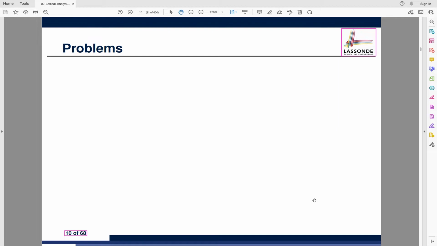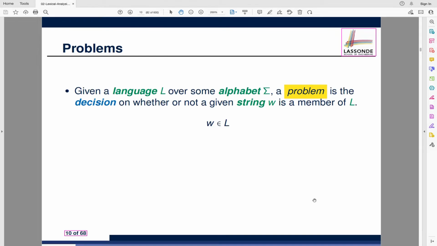Okay, the final level. We got alphabets, we got strings, we got languages, finally we got problems. Given a language over some alphabet, a problem is really about a decision on checking membership. So basically we want to say whether or not a string is a member of the language. Remember, a language is a set of strings. Very easy question here, but I would like some answers from you guys. Do you think checking this is equivalent to checking this? Yes or no? And justify.